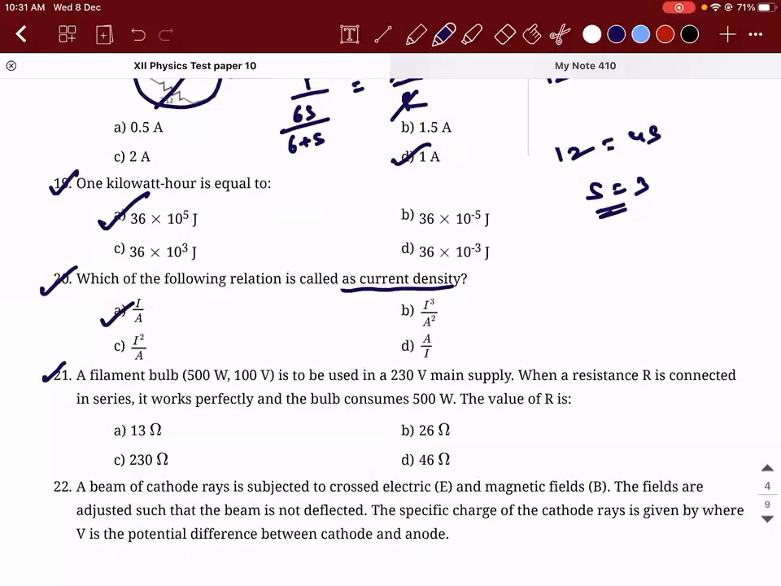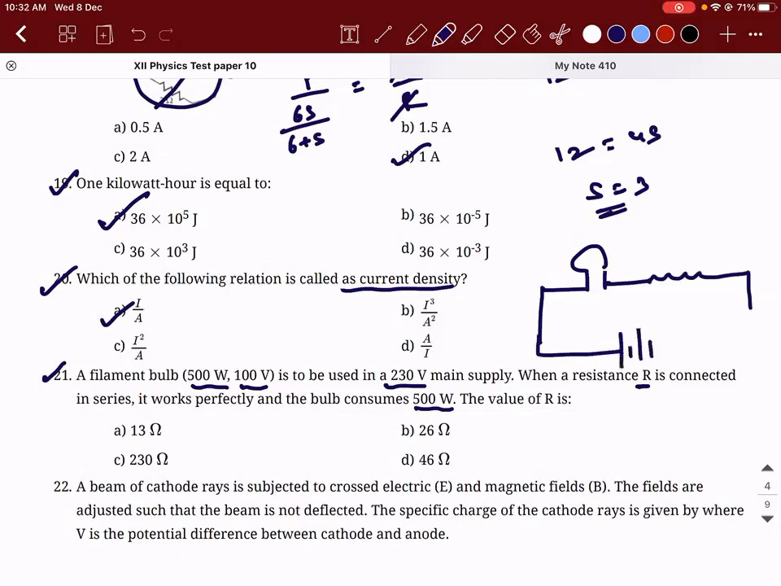A filament bulb whose power is this much value operated at 100 volt is used in a 230 volt main supply. When resistance R is connected in series, it works perfectly and the bulb consumes 500 watt. The value of R is? So let's try to draw a diagram. There is a bulb, and to this bulb you are connecting a resistance R in series, and this whole thing is operated at the supply.